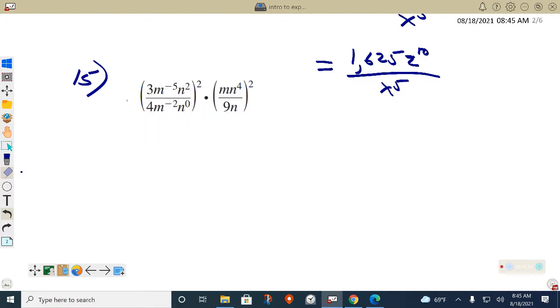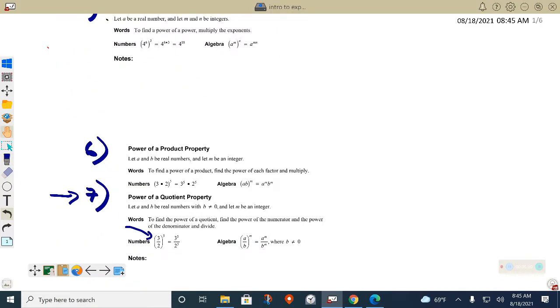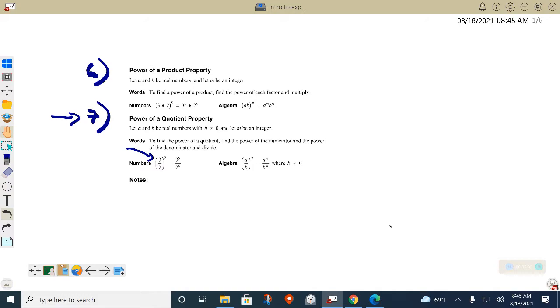Let's take care of this exponent on the outside here, this one and this one, first. In other words, let's do the 6th rule, I want to say. The 6th and 7th rule.